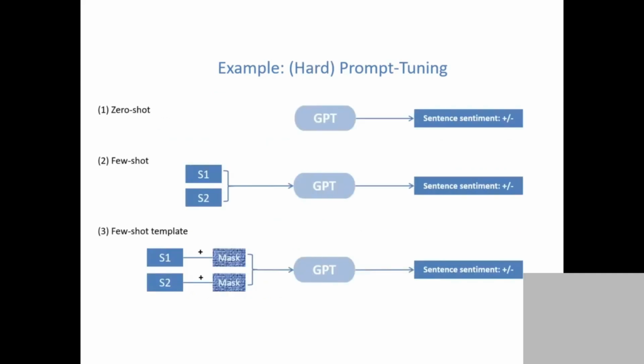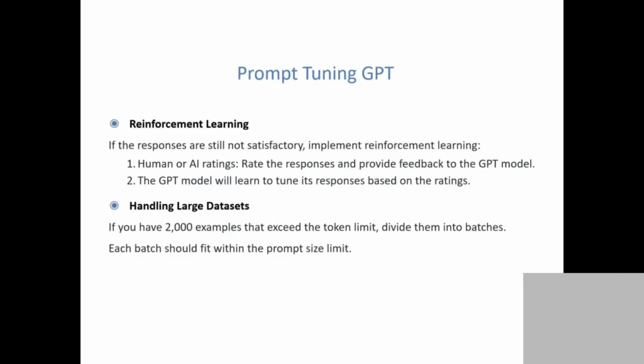So if it's still not good, what do you do? You have to do something else. You have to give the feedback. You tell GPT, you are still wrong, and you explain the reason why GPT is wrong. So you give the feedback to GPT. GPT will take it and improve it.